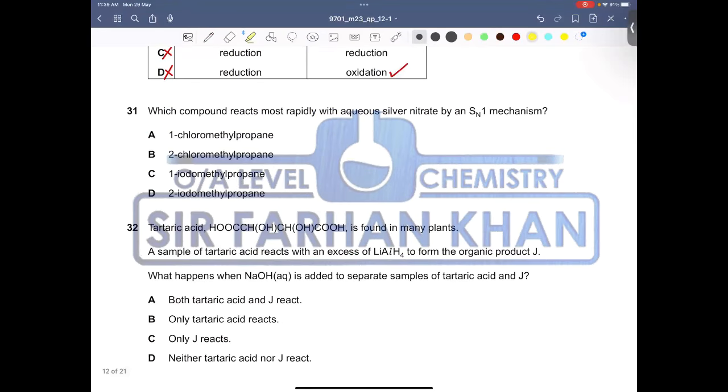Question 31. Which compound reacts most rapidly with aqueous silver nitrate by the SN1 mechanism? Number one, the examiner is looking for the most rapid reaction. And most rapid reaction means the weakest bond.